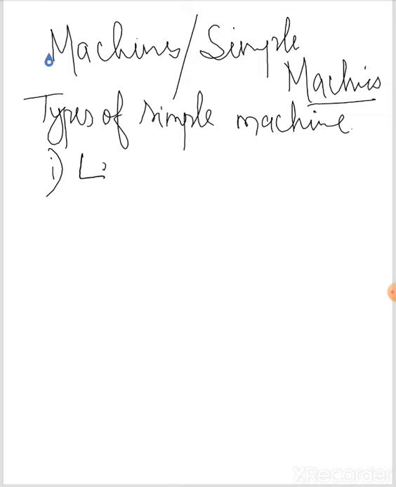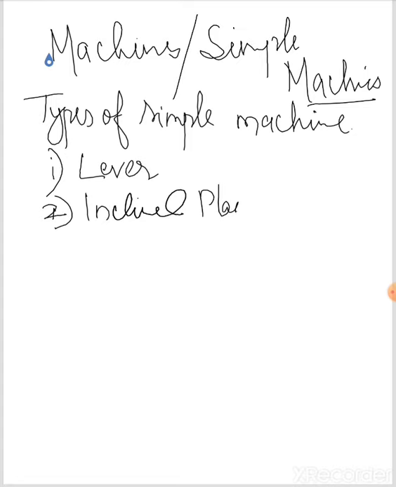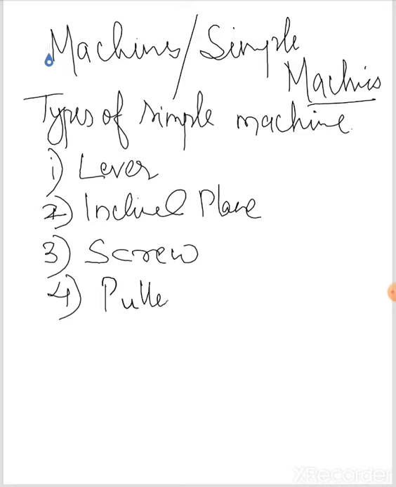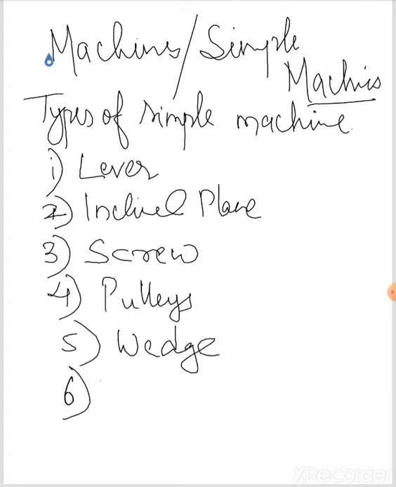The first one was lever. Second one was inclined plane, right? Third is your screw. Fourth one is your pulleys. Fifth one is your wedge. Sixth one is your wheel and axle. All right, so we have already learned about lever, isn't it?